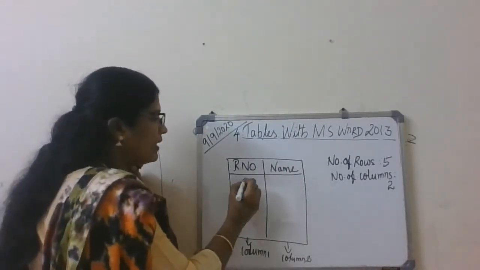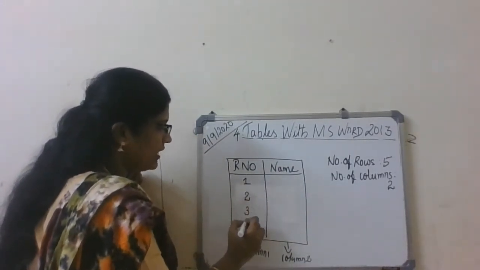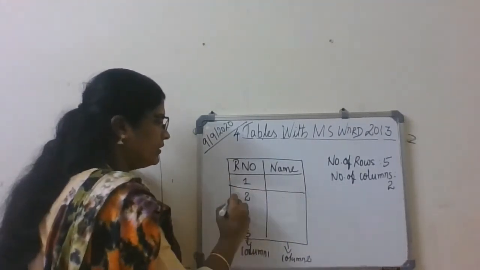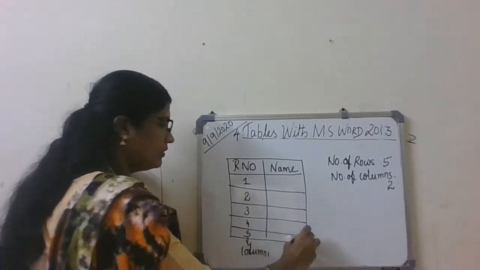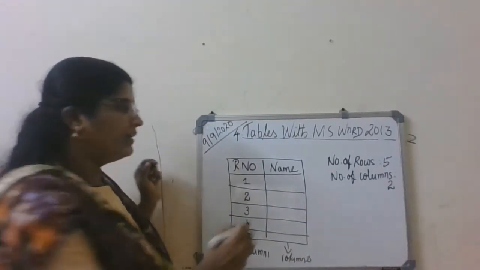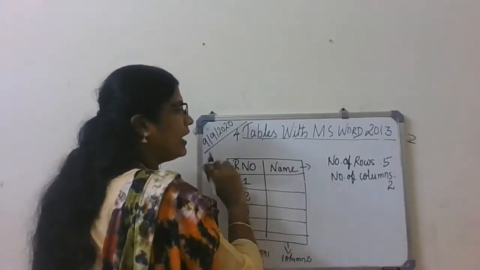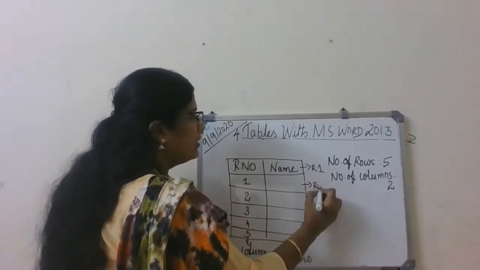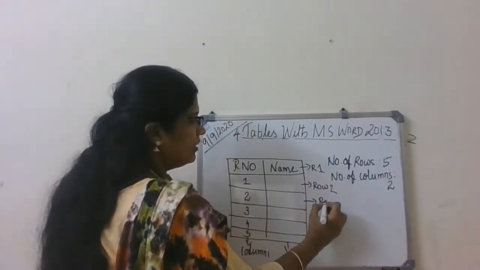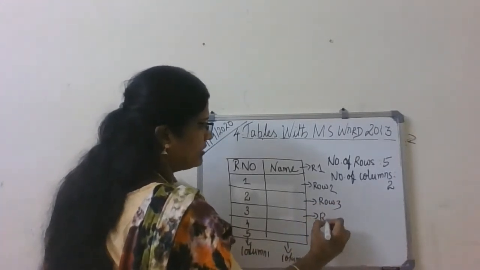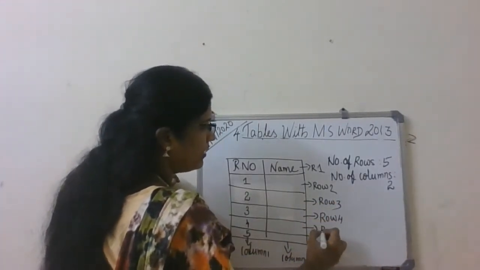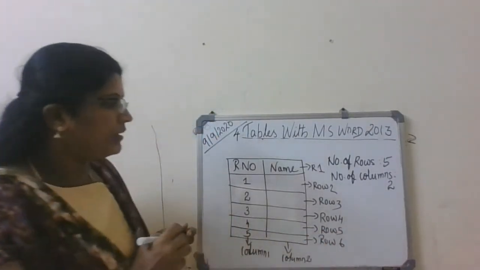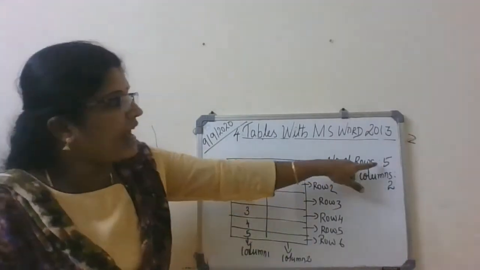So how many rows did I need? Let's see. Roll number 1, 2, 3, 4, 5. Total 5 students, right? Shall we count how many rows we needed? Yes, actually this is also a row, right? So this is row 1. This is row 2. This is row number 3. This is row number 4. This is row 5. And this is row number 6.